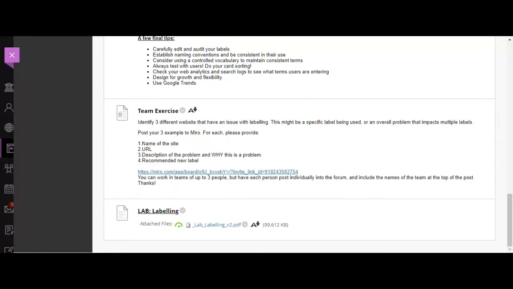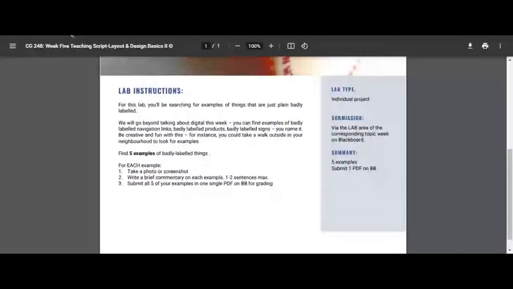You'll be searching for examples of things that are just plain badly labeled. It could be anything. It doesn't have to be digital specific. Let me share the document. It's also available on Blackboard for the lab for this week. I think this is the one. So let's go beyond digital this week.